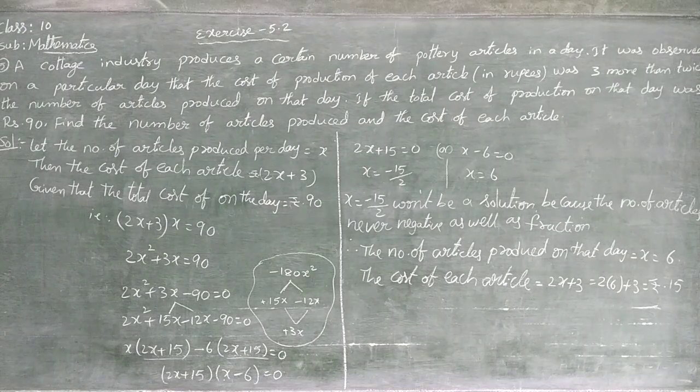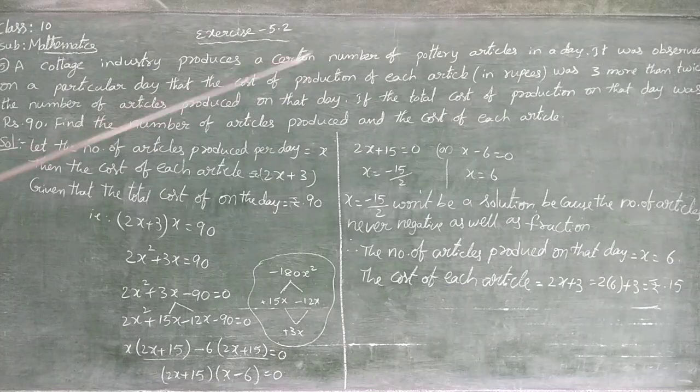Now the fifth sum. A cottage industry produced a certain number of pottery articles in a day. In the sense, they can prepare some articles by using clay. It was observed on a particular day that the cost of production of each article was 3 more than twice the number of articles produced on the day. We don't know how many articles they produce per day, but the cost of each article is 3 more than twice the number of the articles.